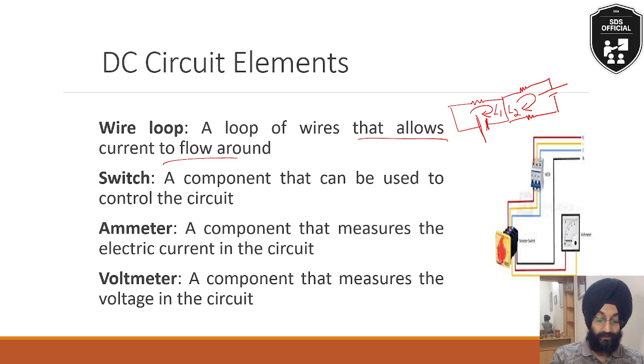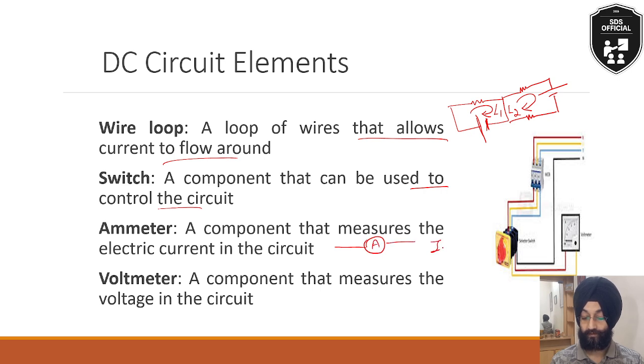Now a switch, a component that can be used to control the circuit, ammeter. Ammeter, we already know it is connected in series. Whenever we use ammeter, it is used to measure the current, and it is always connected in series. Voltmeter, it is a component that measures the voltage in the circuit, and it is always connected in parallel.